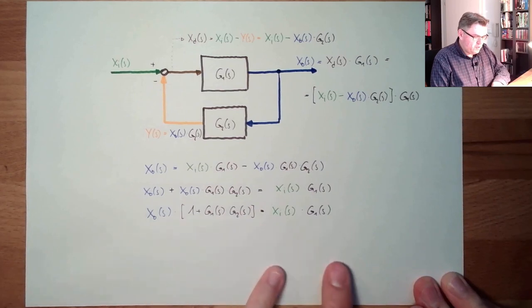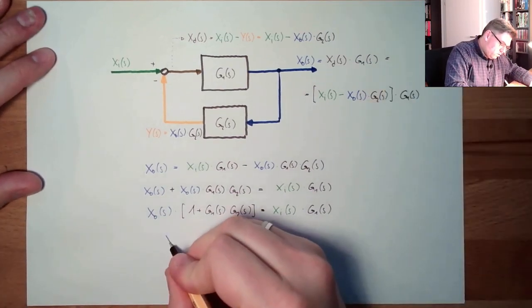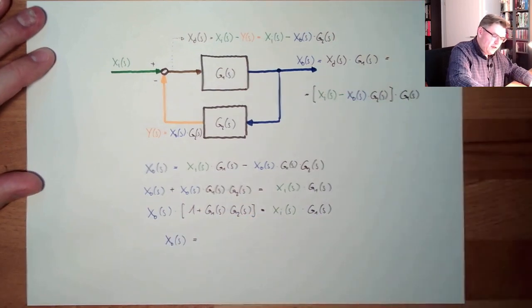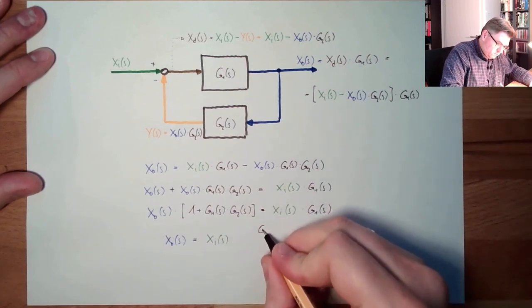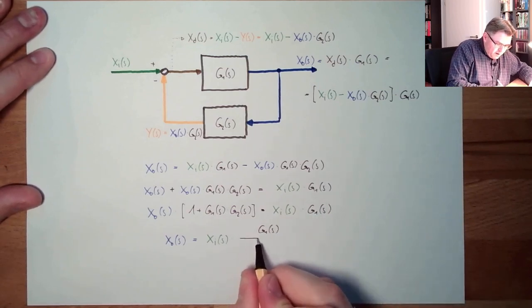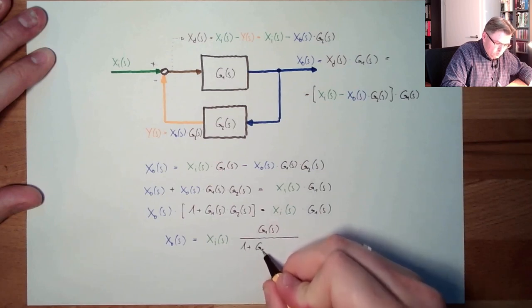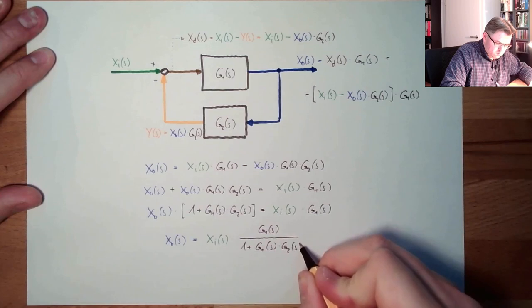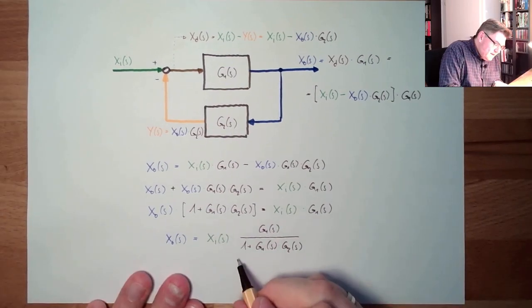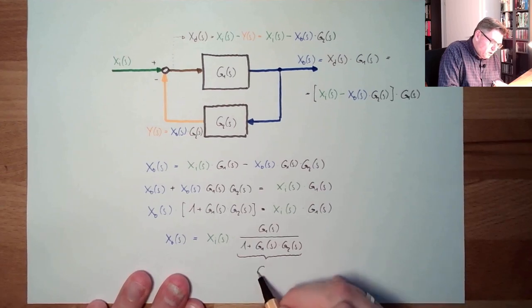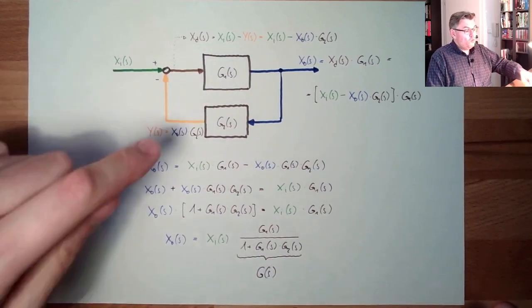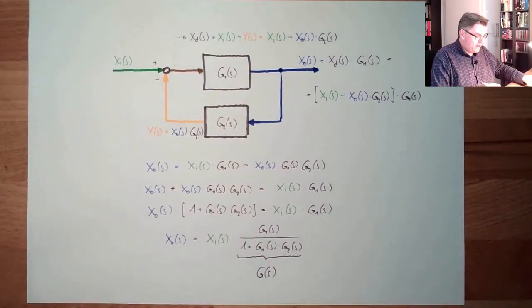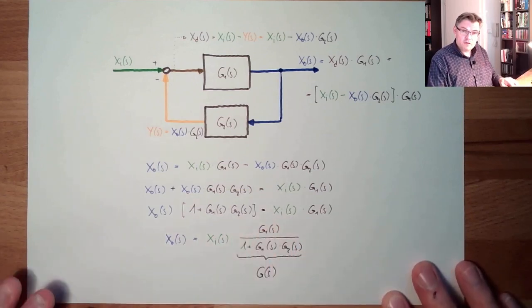And now I just have to get this to the other side, and there is written then XO equals XI multiplied by G1 divided by 1 plus G1 G2. So this here would be the total transfer function G from S. If we have linear time invariant systems which are looking like this, I can simply substitute it with one transfer element with this transfer function.